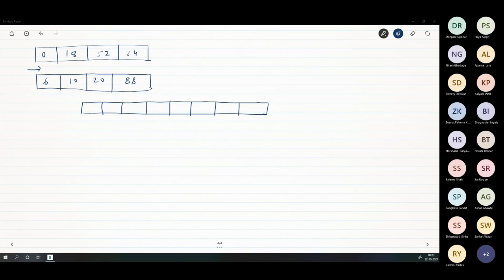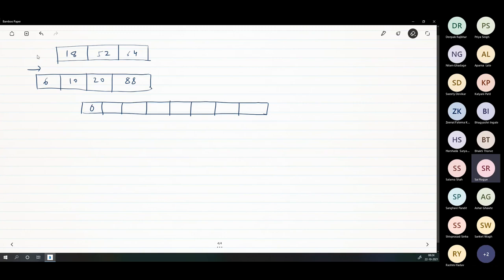So what do we do here? We'll compare 0 and 6. Yes. Okay. Then what happens? Then we'll compare 18 to 0, and 0 goes away. As I'm saying again and again, step by step.